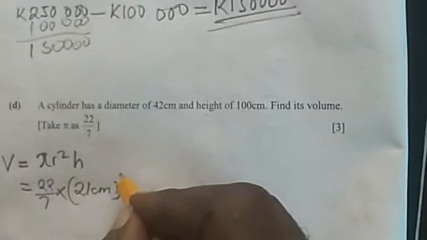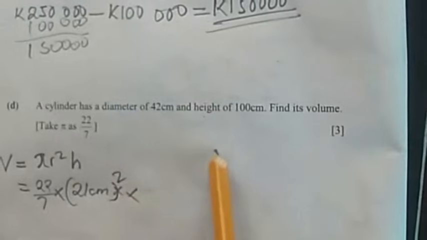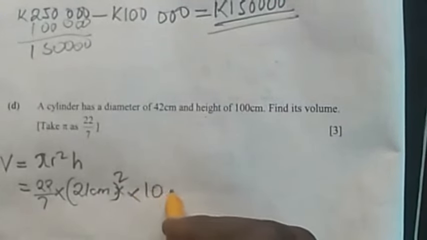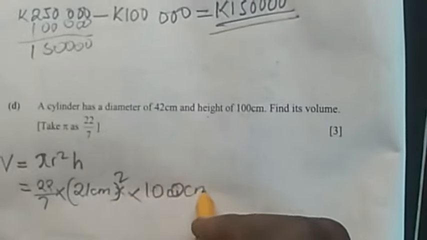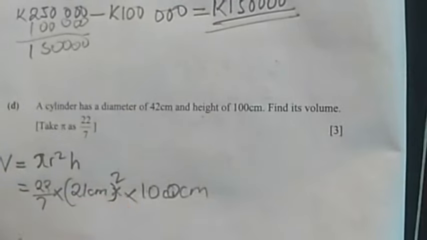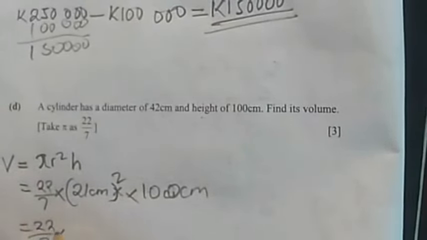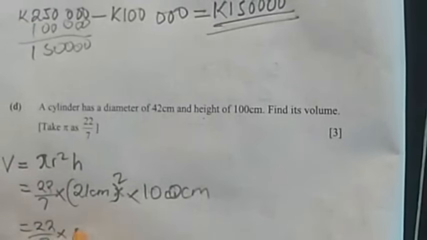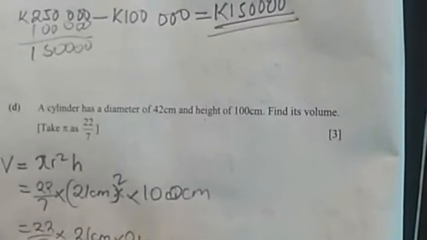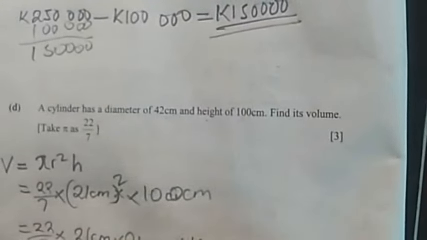then we say squared, then times what is the height? The height we are told is 100 centimeter. So we're going to multiply by 100 centimeter. Then we are going to expand this. So we're going to have 22/7 times 21 centimeter times 21 centimeter, then times 100.